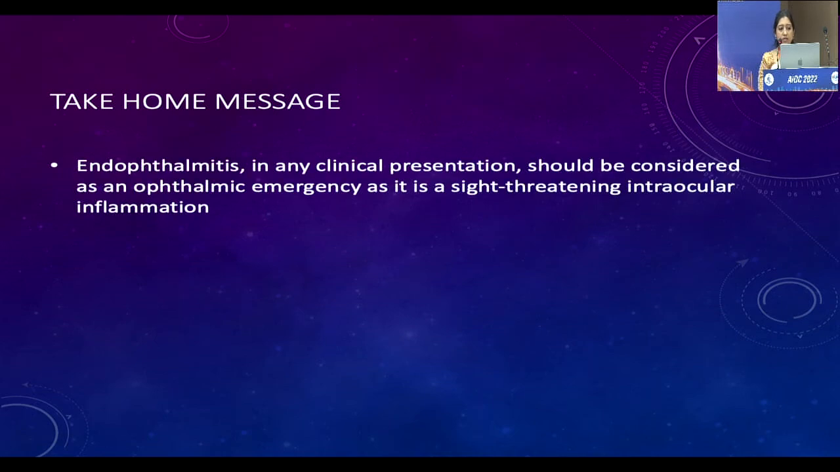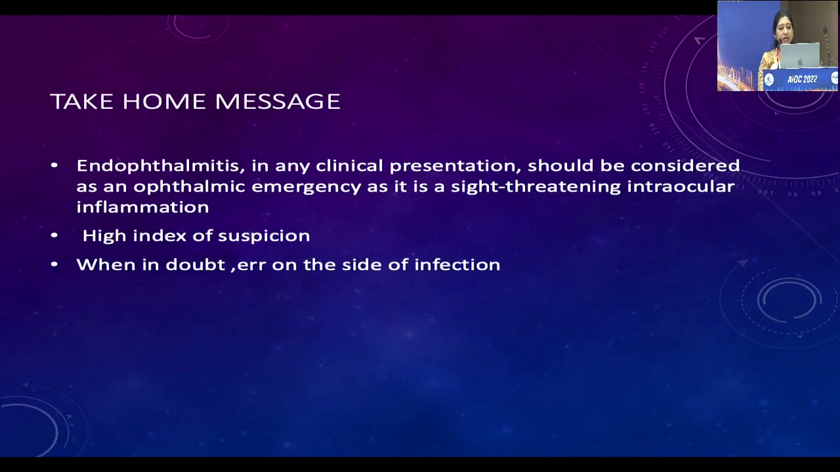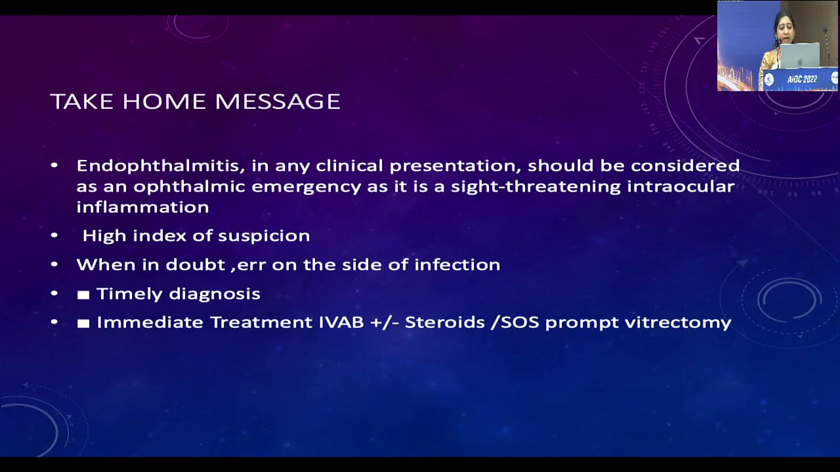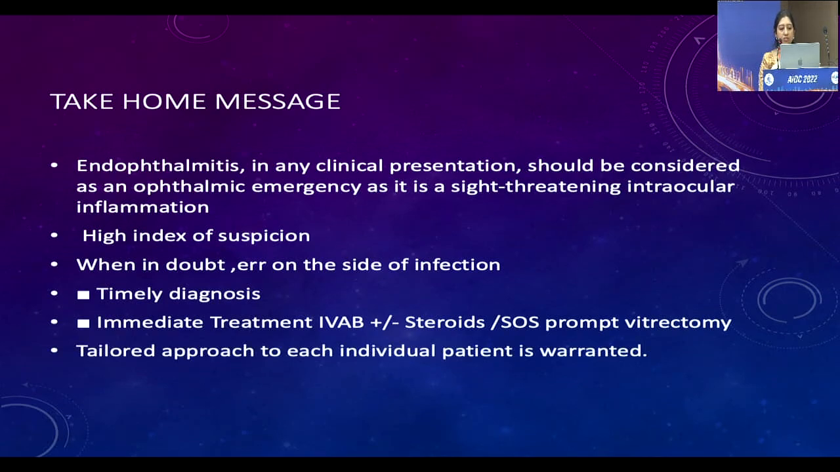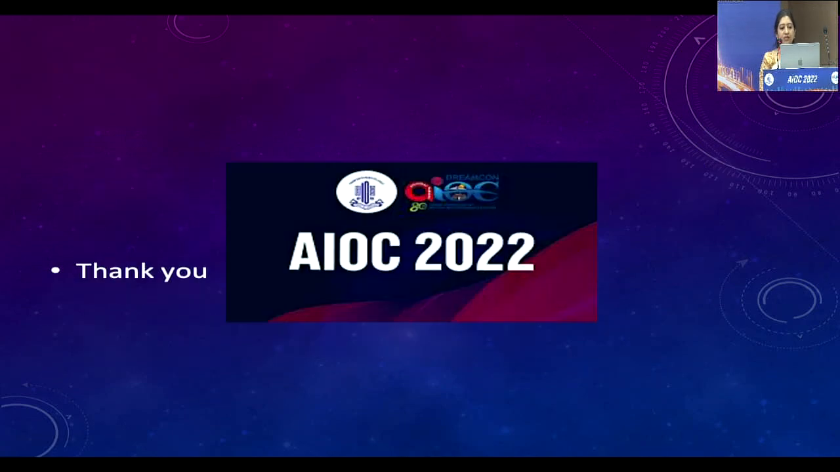The take-home message is that endophthalmitis in any clinical presentation should be considered an ophthalmic emergency, and immediate treatment should be started. From clinical signs, you should have a high index of suspicion, and whenever in doubt, always err on the side of infection and start treatment early. Timely diagnosis and immediate treatment will definitely improve visual prognosis in such patients, and a tailored approach is required in each and every patient. Thank you so much.